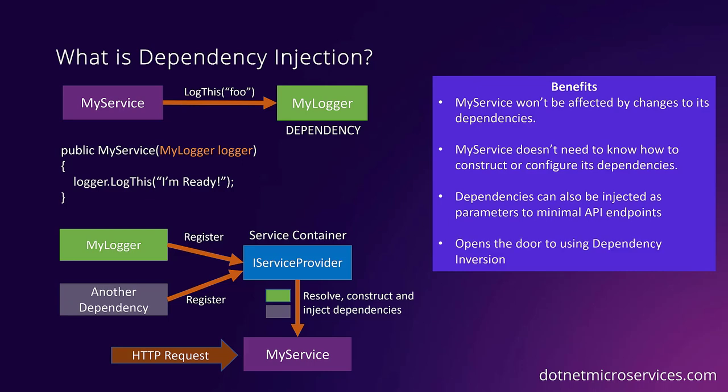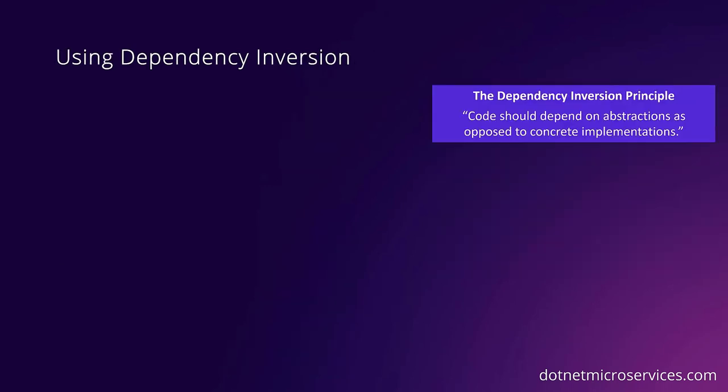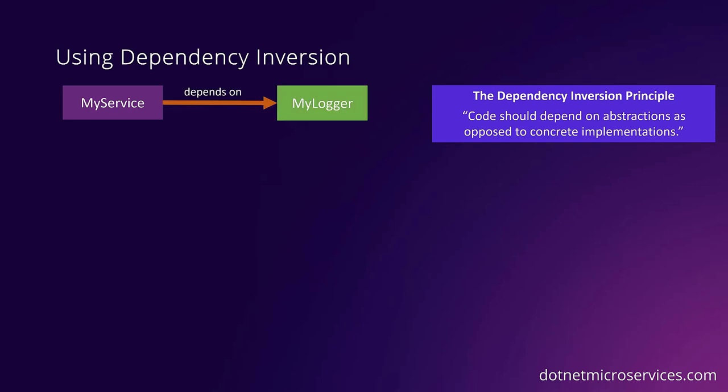But what is dependency inversion? The dependency inversion principle states that code should depend on abstractions as opposed to concrete implementations. Let's bring again our MyService class and its MyLogger dependency. Currently, MyService depends directly on MyLogger, which allows it to write logs to an output file. But let's say that now we're moving to the cloud and we need to start sending logs to some sort of cloud service. For this, we would like MyService to start using a new CloudLogger class. We could modify MyService to receive and use a CloudLogger instance instead of a MyLogger instance.